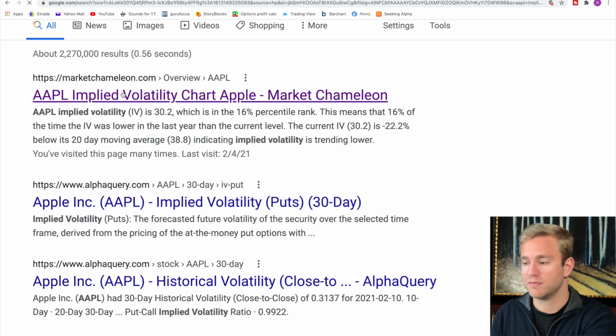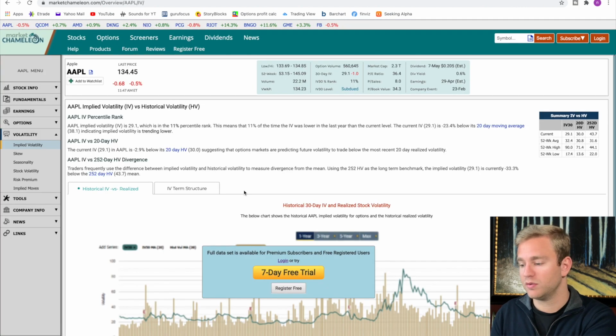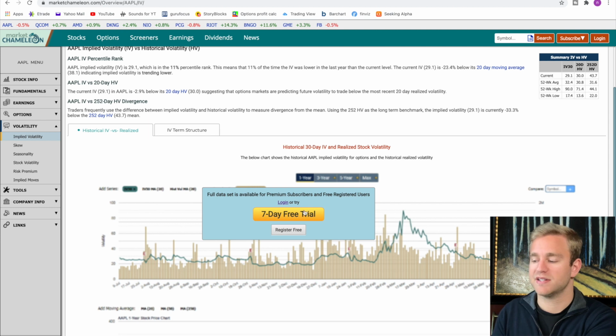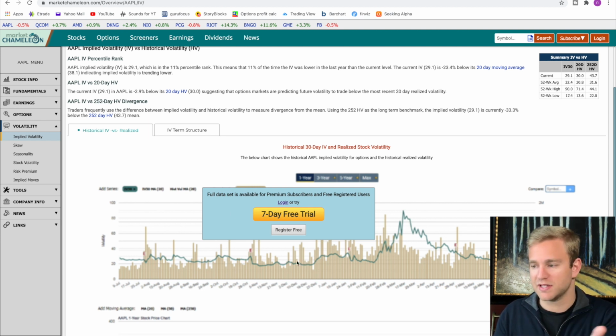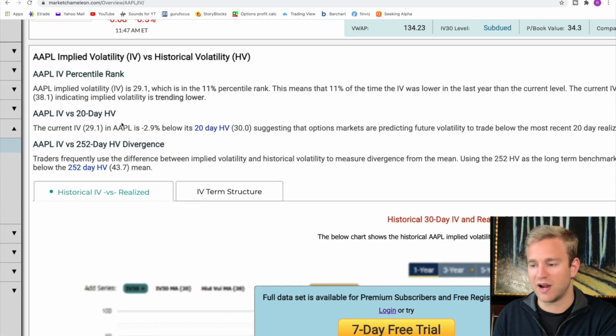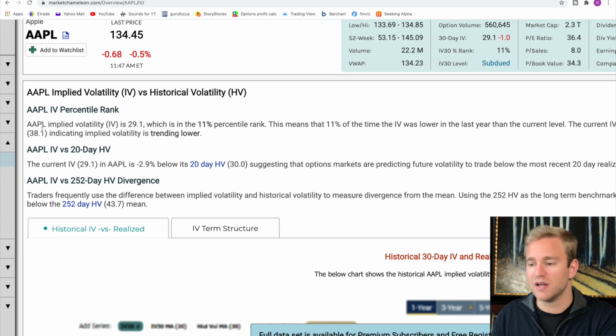So I click on Market Chameleon, and then, well, right now it's not letting me see the graph. It's telling me I have to pay. Sometimes it lets me see the graph without paying. Sometimes it doesn't. I don't know, but that's okay. We don't need to see the graph. It is nice, but we don't need it. This is what we care about.